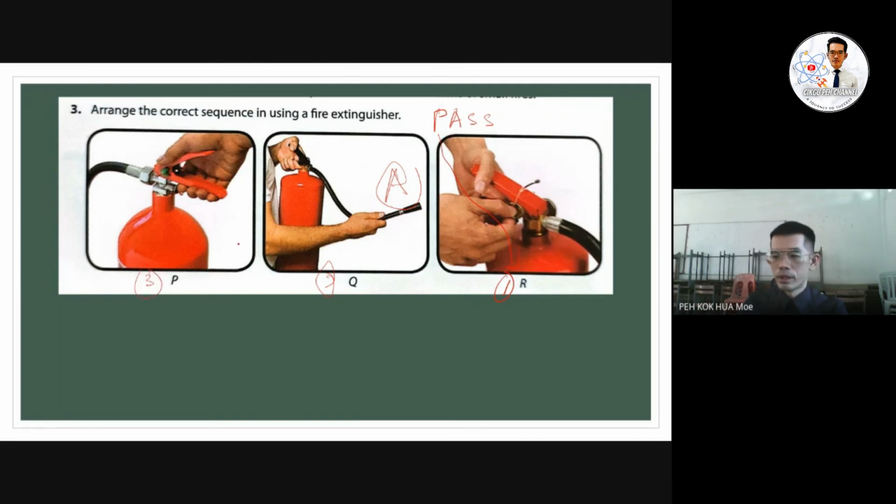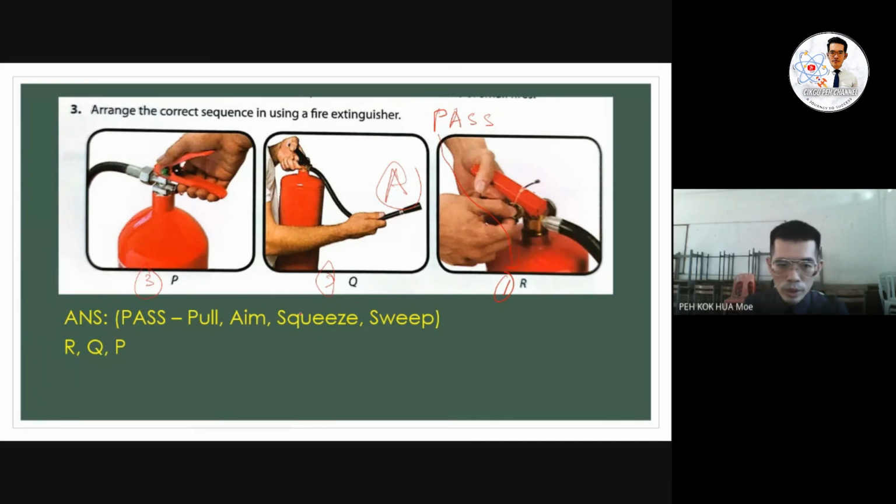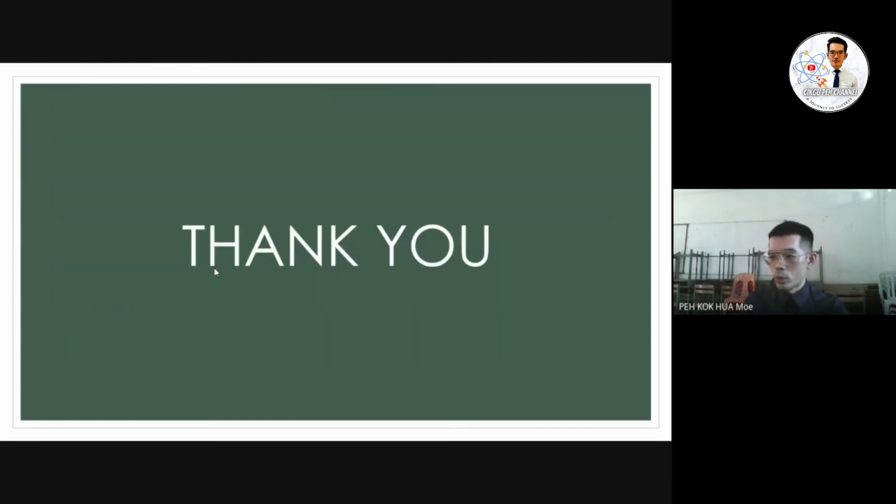So the answer here, we can use the 4 letters to remember PASS, right? The first will be pull, just like figure R, and then we need to aim, just like figure Q, and we squeeze just like figure P. So I think all of you understand, right? Okay, so we have already finished our topic today.